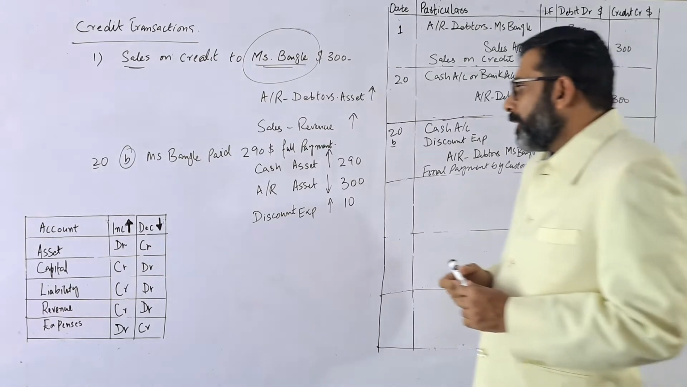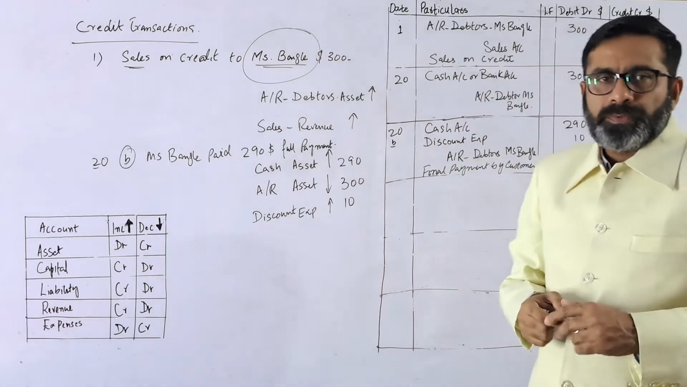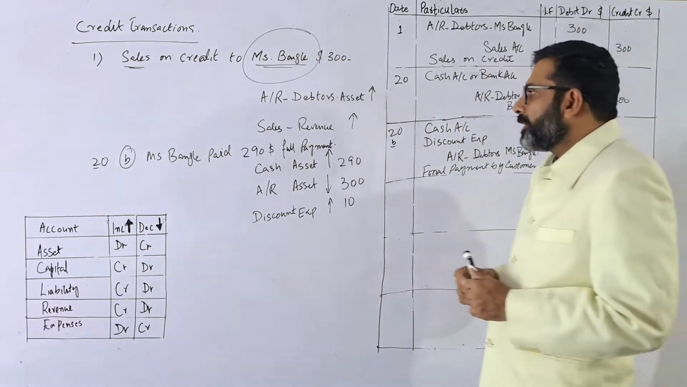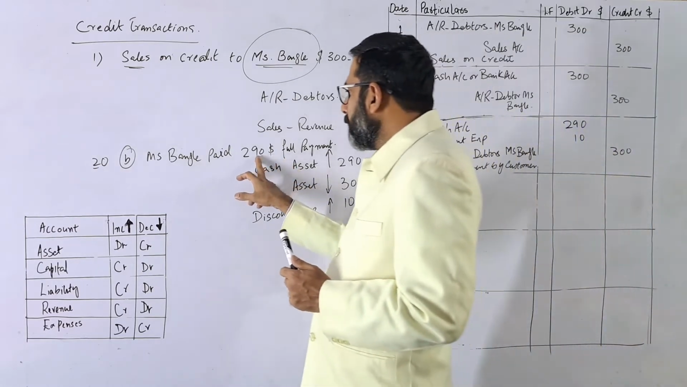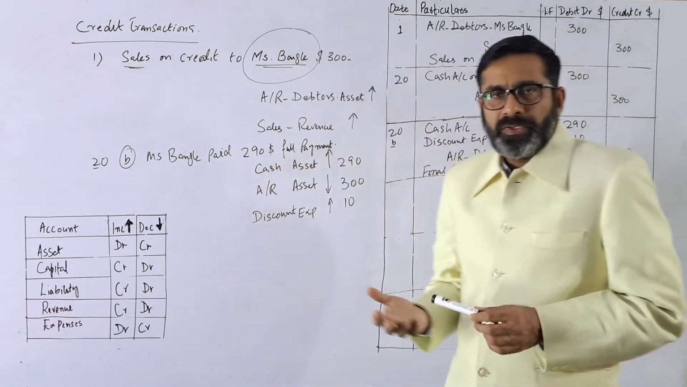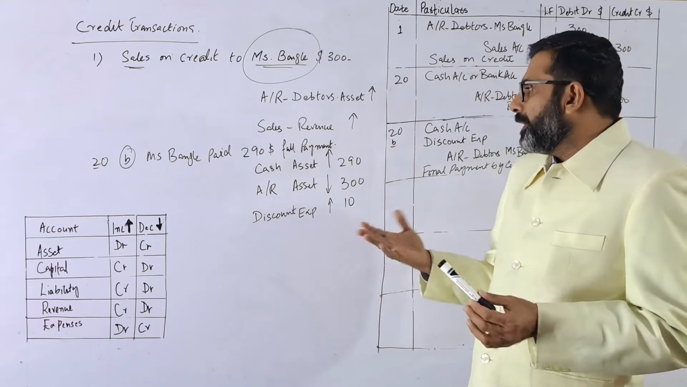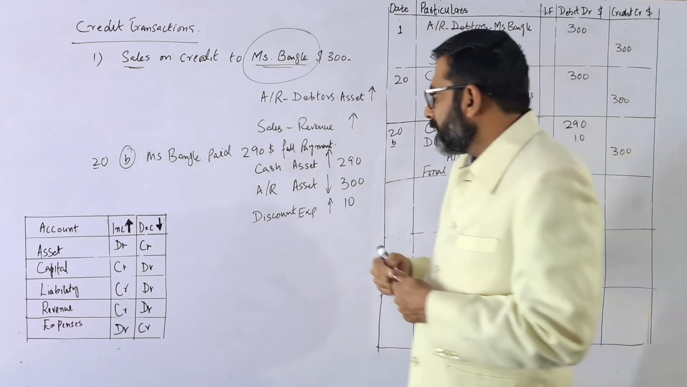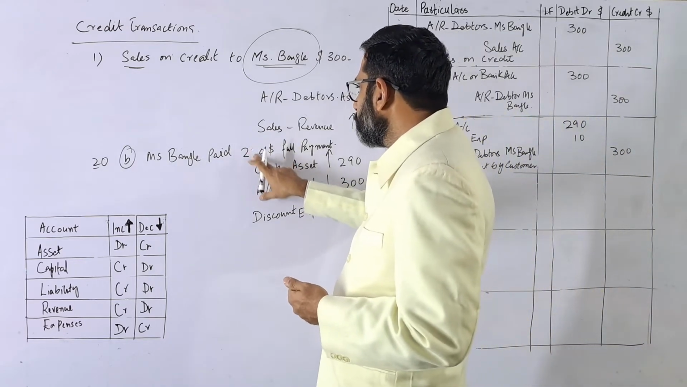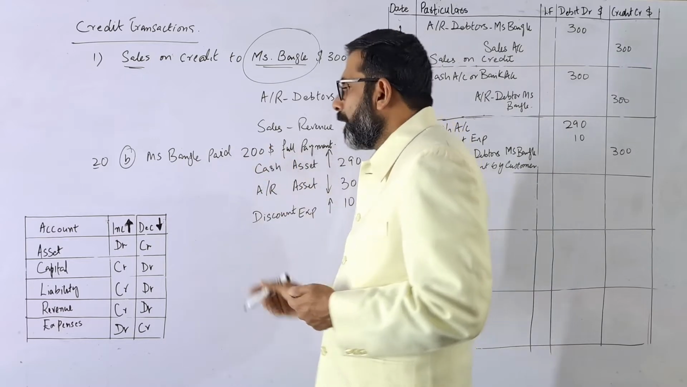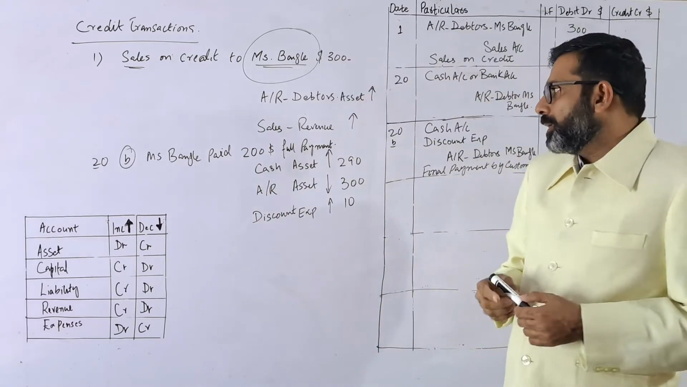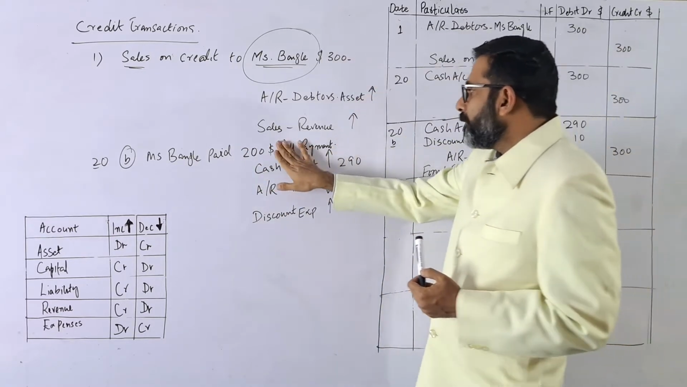Okay. Now we can have one other option. It can be that the person has given you $290, or it may be any other amount. For example, the person has given you only $200 as a final payment.